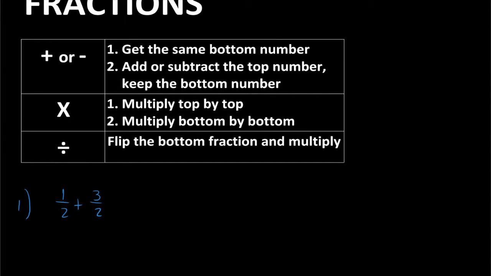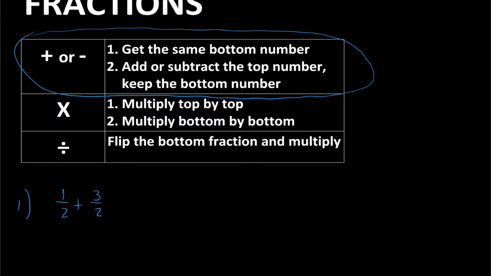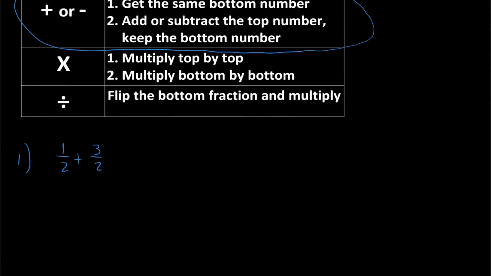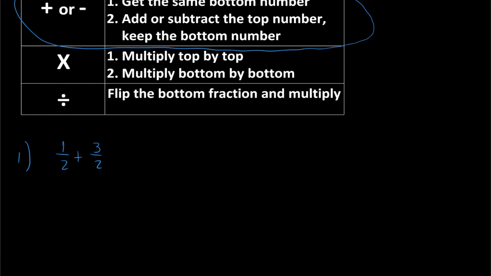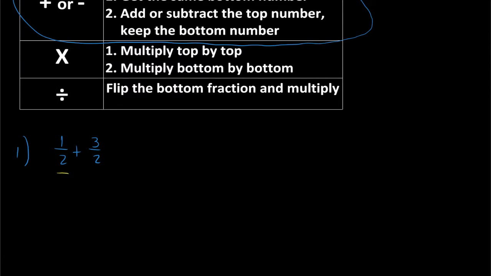It says to add or subtract fractions, the first thing you do is get the same bottom number. And once you have that, you add or subtract the top number and keep the bottom number. Okay, so here we have a 2 on the bottom on the left and a 2 on the bottom on the right. So our first part is already done. All we have to do now is add or subtract the top number and keep the bottom number. Okay, so 1 plus 3 on the top gives us 4. And we keep the bottom number, which is 2.